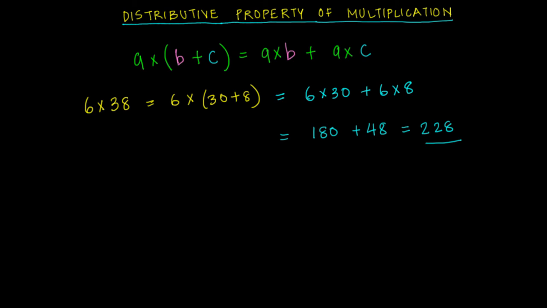This form of using the distributive property is called expanding, where we are given a times b plus c in parentheses, and we expand this to say a times b plus a times c.